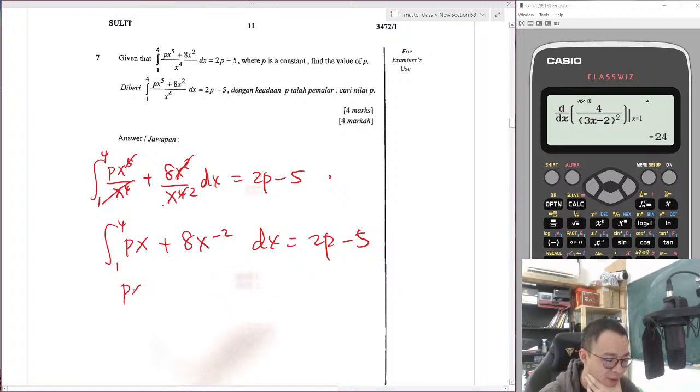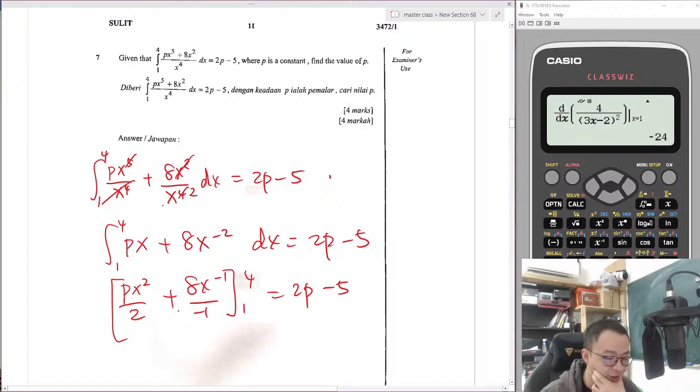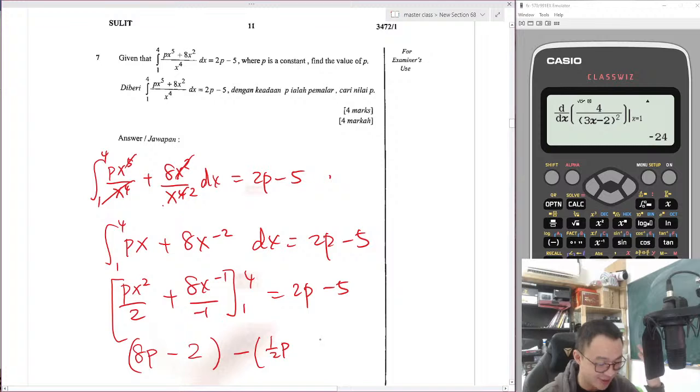Right now, power plus 1 divided by total power. This one, power plus 1 divided by total power, and no need to plus c because I have the numbers from 1 to 4 here, and then this is 2p minus 5. Then I substitute the 4 into here, which is 16 divided by 2 is 8p, and there's minus 1, so this one becomes minus 8 over 4, which is 2. You can type it in your calculator. Here I'm just a bit lazy, so I straight away do it like this. But of course in the exam, just type in the calculator. And minus 8 here, equals to 2p minus 5 here.